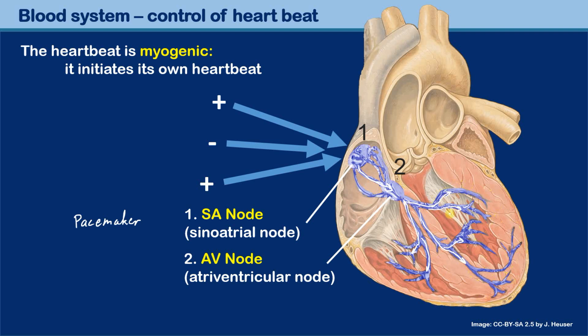So how can the heartbeat itself now be influenced by the brain? And I've written here over here plus and minus. So this means it's positively stimulated, it increases the heart rate, and minus over here means that it decreases the heart rate. And on the base of the brain, there's a region called the medulla.